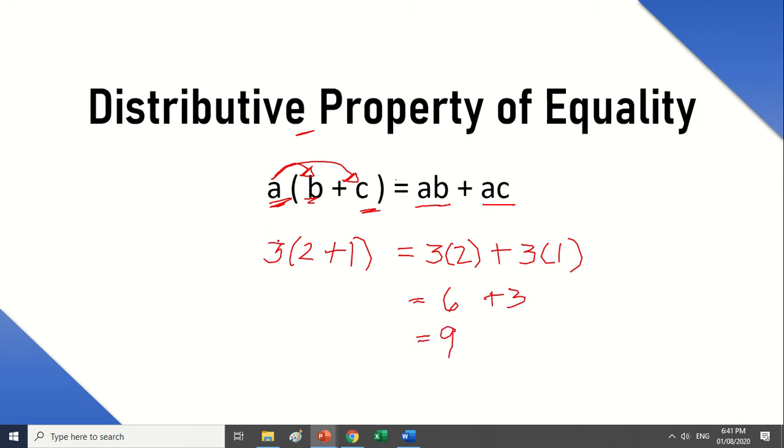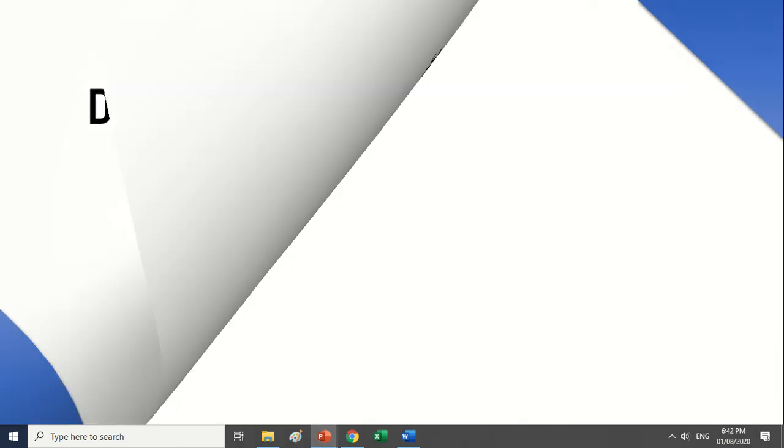So, paano po dito? To verify this property, let's answer what is the number inside the parentheses. So we have 2 and 1. So 2 plus 1 is 3. Then multiply it by the 3 outside the parentheses. So 3 times 3 is equals to 9. So meaning they are the same. So distributive property of equality is true. Okay? So let's move on.